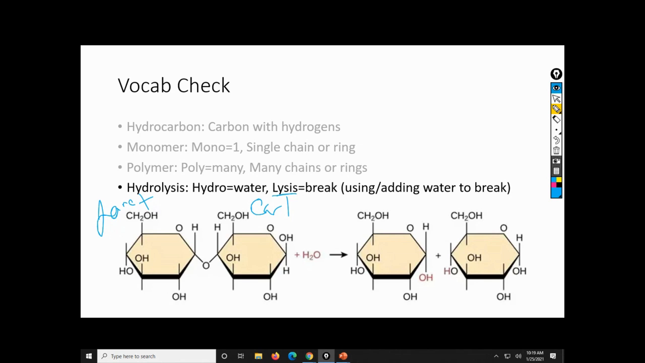This is a word we're going to see a lot. Lysis means to break or take apart. And of course, hydro means water. All right, so we're using water to break Janet and Carl up. Remember, we saw that we had Janet and Carl, and this is our couple, Janet and Carl. All right, and so here we have a dimer. Okay, so remember, di means 2, or a disaccharide in this particular case.